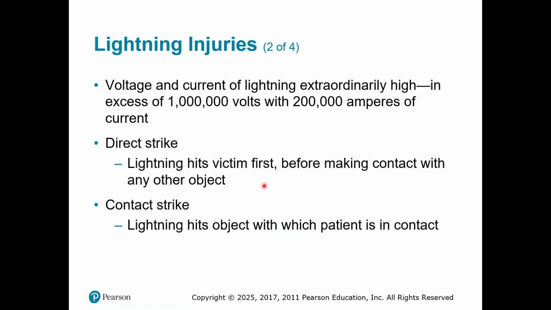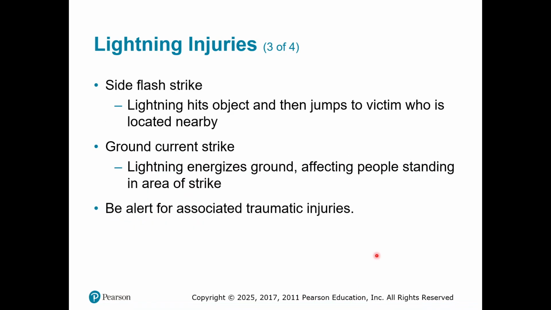Direct strike: lightning hits a victim first before making contact with any other object. A contact strike can be defined as lightning hitting objects with which the patient is in contact. A side flash strike can be defined as lightning hitting an object and then jumping to the victim who is located nearby. Ground current strike is when lightning energizes the ground, affecting the people standing in the area of the strike. Be alert for associated traumatic injuries.